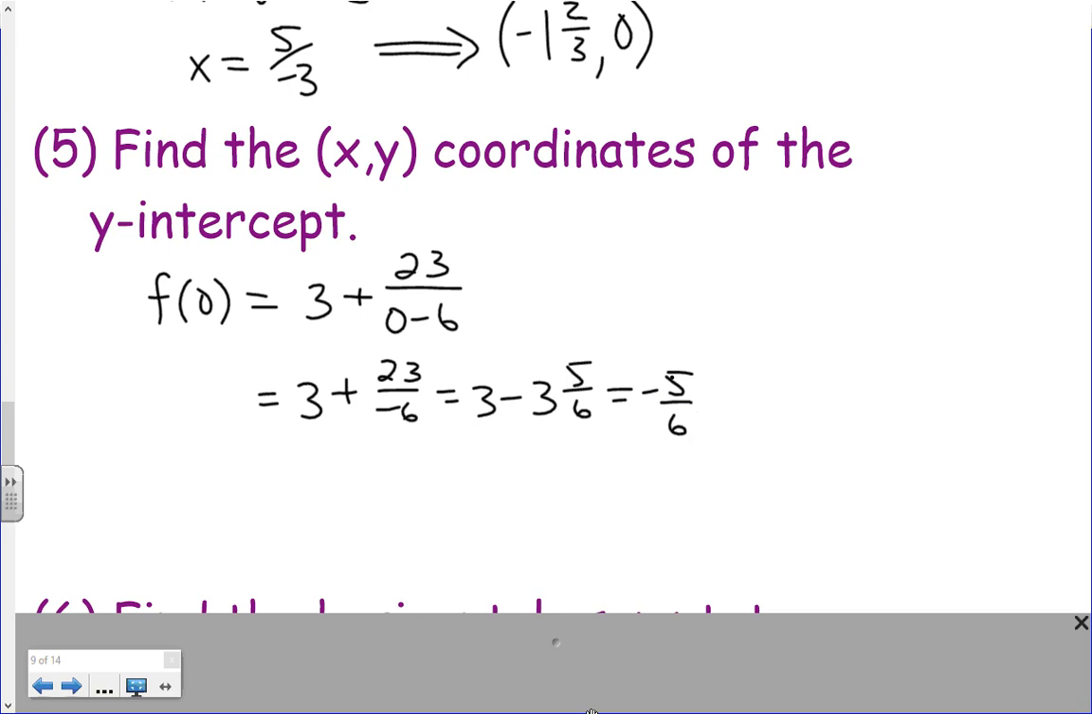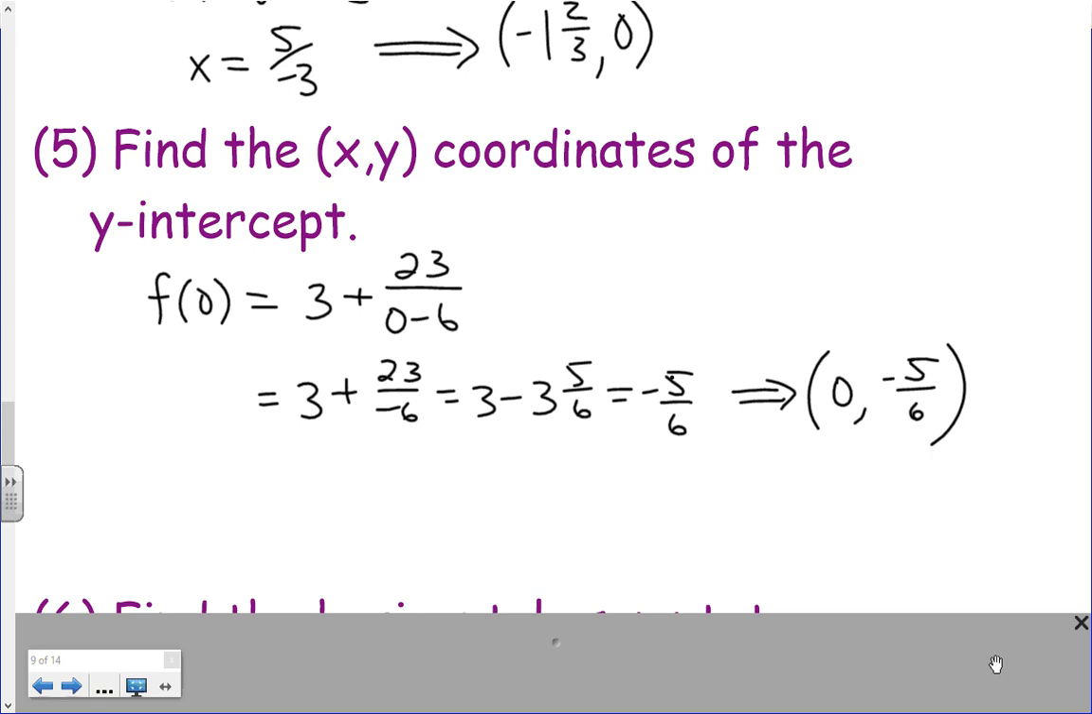So that tells me my y-intercept then. My y-intercept, they wanted me to write this as an ordered pair here again. So that would be at x equals 0, y is a -5/6. Just close to -1 is where we're at on the y-axis.